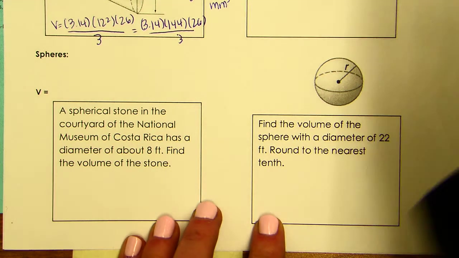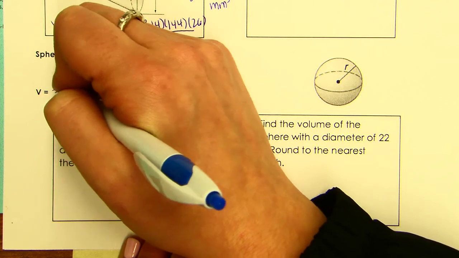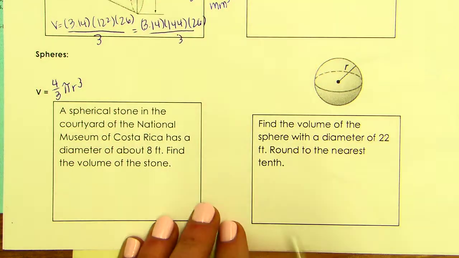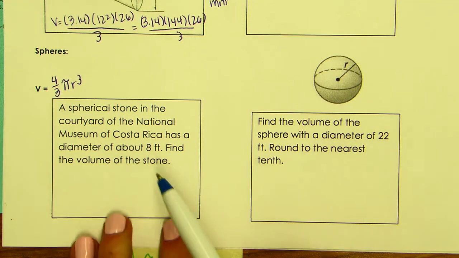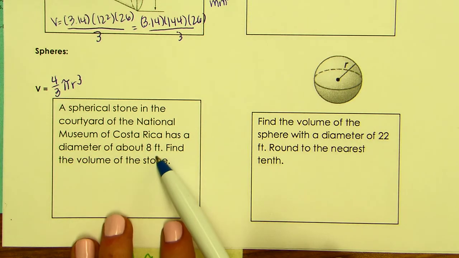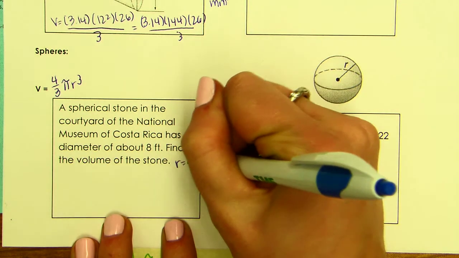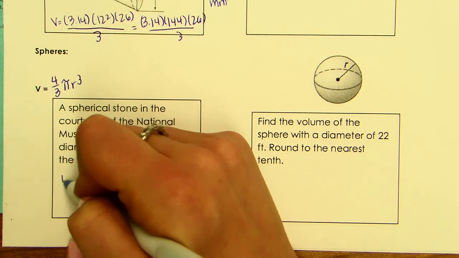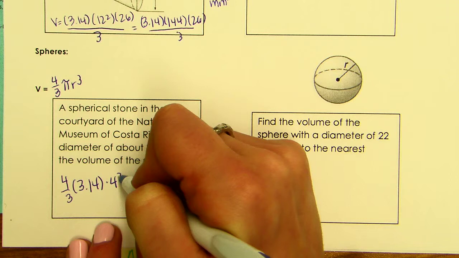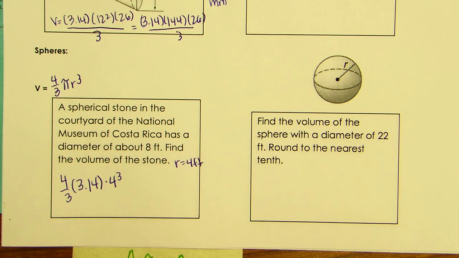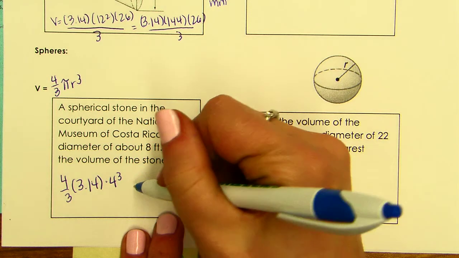The volume of a sphere, the formula is 4/3 pi times the radius cubed this time. 4/3 times pi times the radius cubed. So for this one, it says a spherical stone in the courtyard of the National Museum of Costa Rica has a diameter of about 8 feet. Find the volume of the stone. Again, if the diameter is 8 feet, that means the radius is 4 feet, because the radius is half the diameter. So I have 4/3 times pi times the radius cubed. And I have to do exponents first. So 4 cubed means 4 times 4 times 4, that's 64.